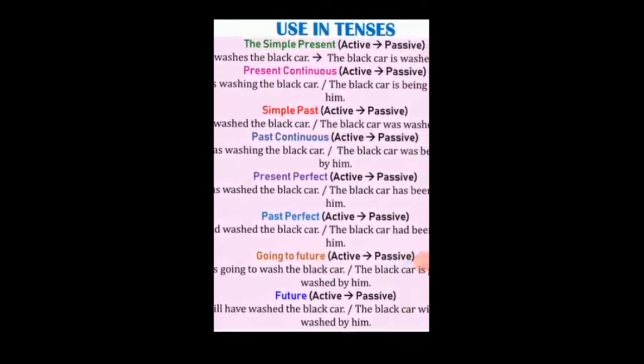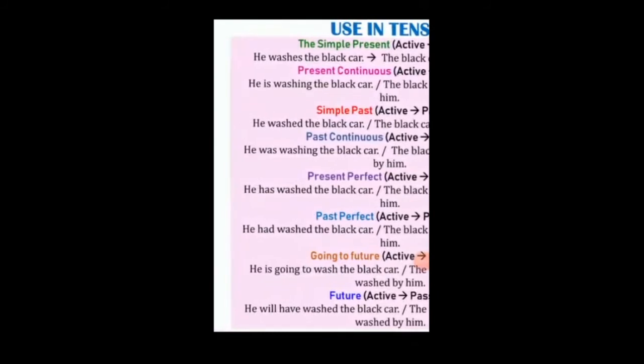The simple present tense. In the simple present tense, if we are going to convert active voice into passive voice, what do we do? First we write the sentence in simple present tense, that is, he washes the black car. He washes the black car. How do you say it is simple present tense? Because it is using the first form of the verb along with s or es, washes. This sentence is in simple present tense and it is an active voice.